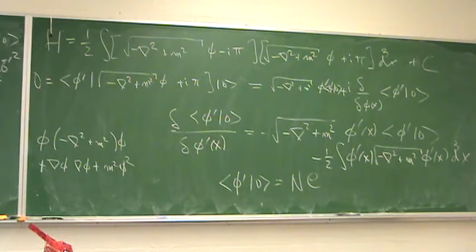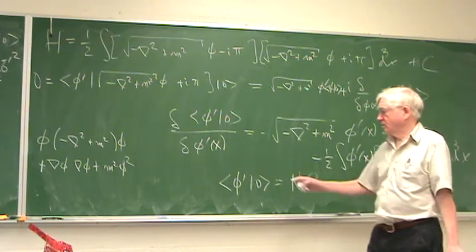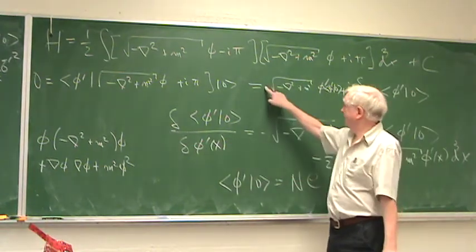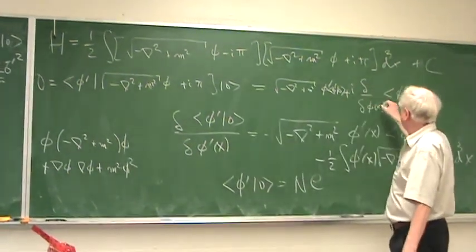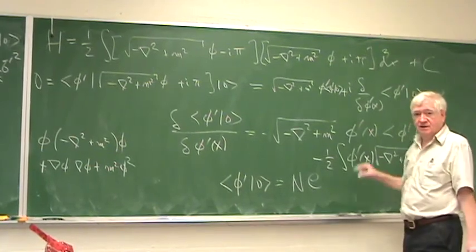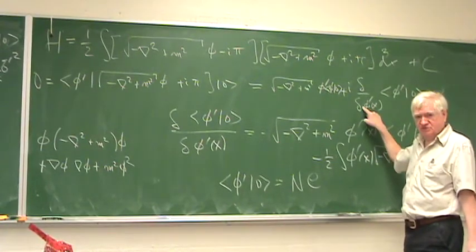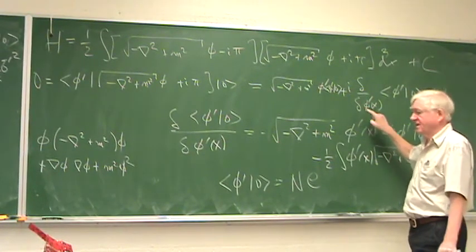The second line on the board. I'm sorry? Up the line from there. Here. And then to that functional derivative. Let's just check. Prime, you mean? Is that right? Sure. Yeah. Sorry, I left it out.